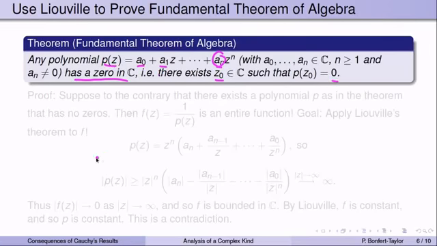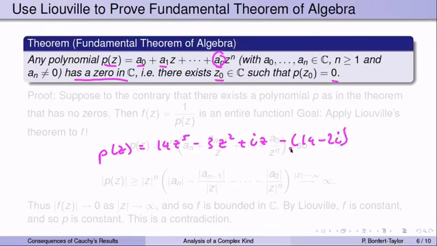So no matter what polynomial I give you, for example, p of z is equal to 14z to the 5th minus 3z squared plus iz minus 14 minus 2i. So this is a polynomial, and in this case we have n is equal to 5, and an is equal to 14. So that's non-zero, and so the assumptions are satisfied.